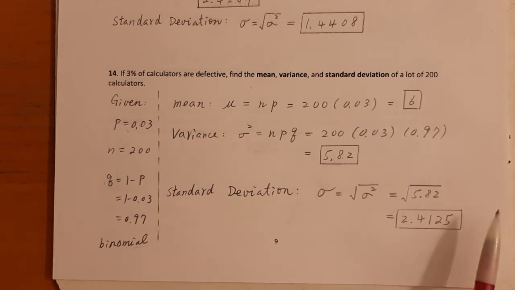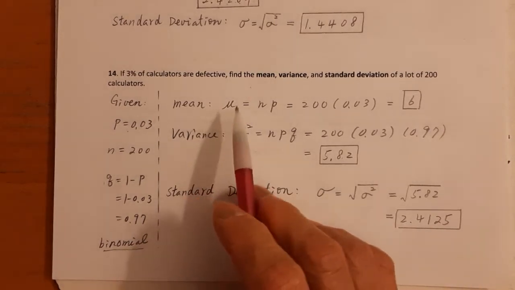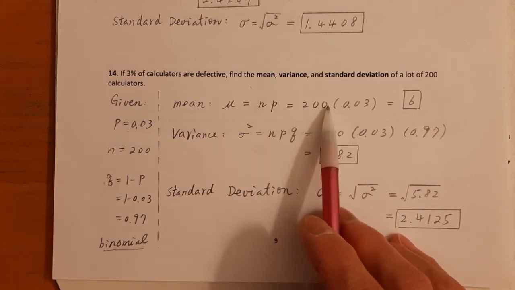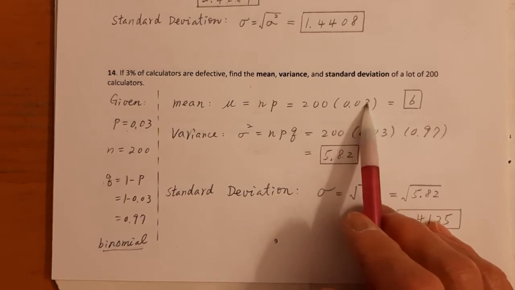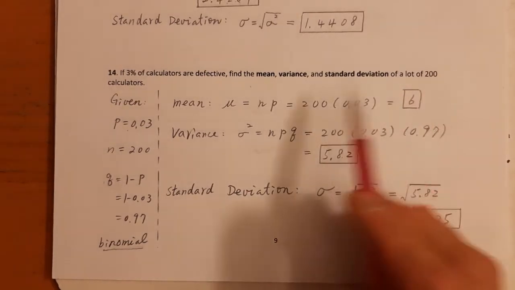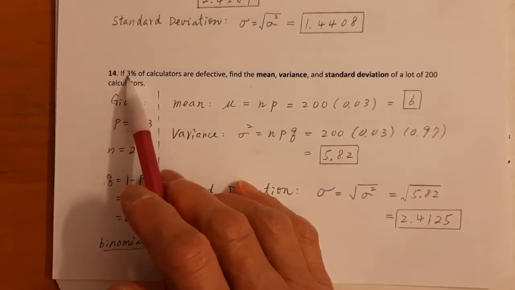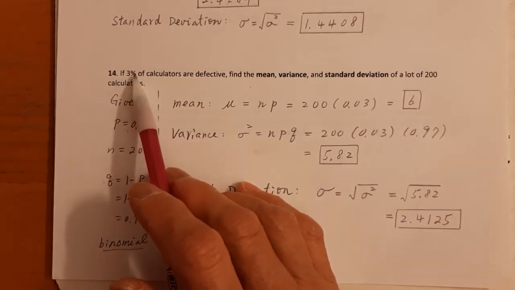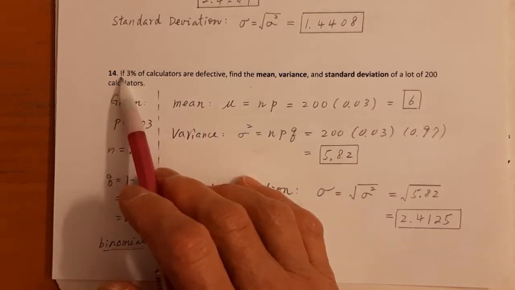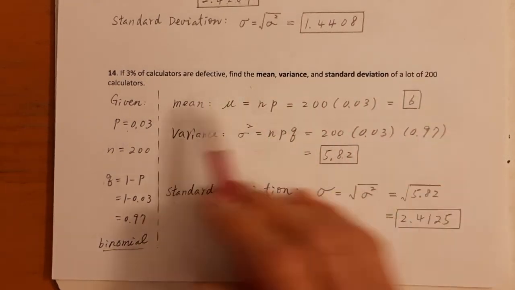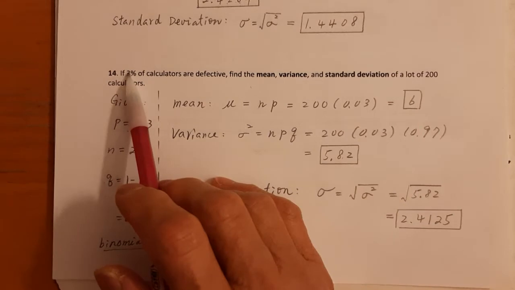Now for this binomial distribution, the mean formula is mean equals n times p. n is the total, 200, times p. p is 0.03. Times together we get 6 calculators as the average. In 100 calculators, 3 calculators are defective. 3% means each 100 calculators have 3 defective. Now if you have 200, so doubled, you will have 6 calculators defective.